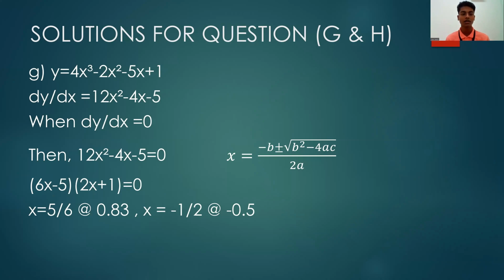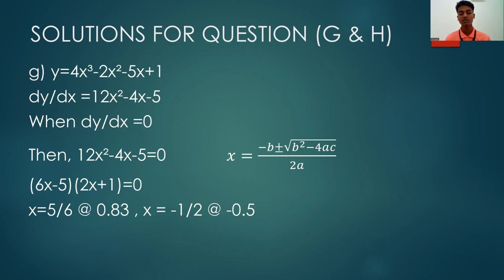Today I would be explaining the solution for questions G and H. If you look at question G, we have y equals 4x cubed minus 2x squared minus 5x plus 1. If we differentiate it, we get dy/dx equals 12x squared minus 4x minus 5.